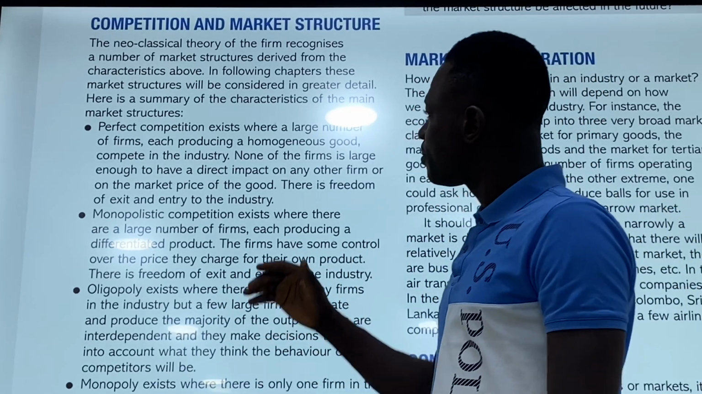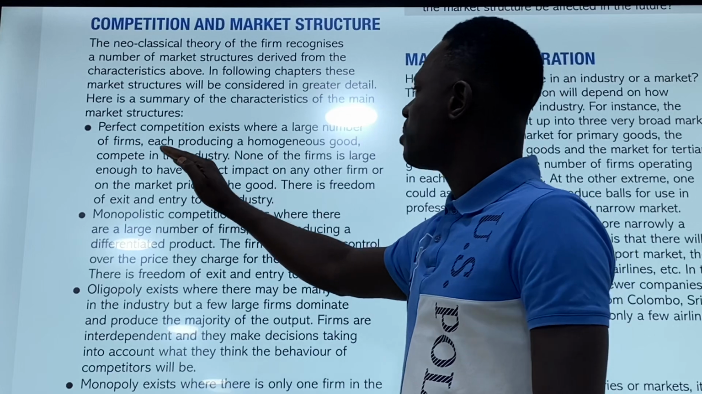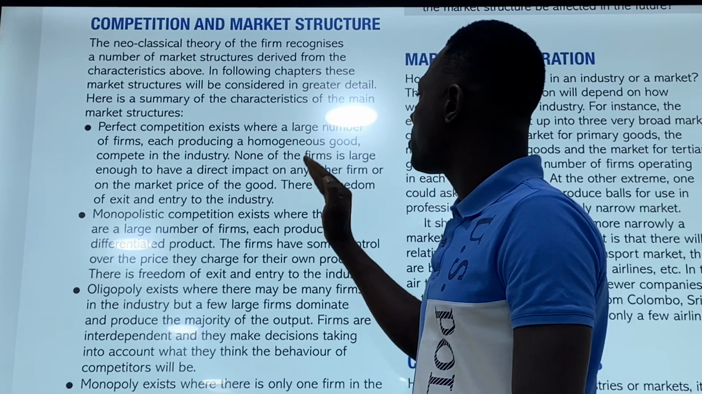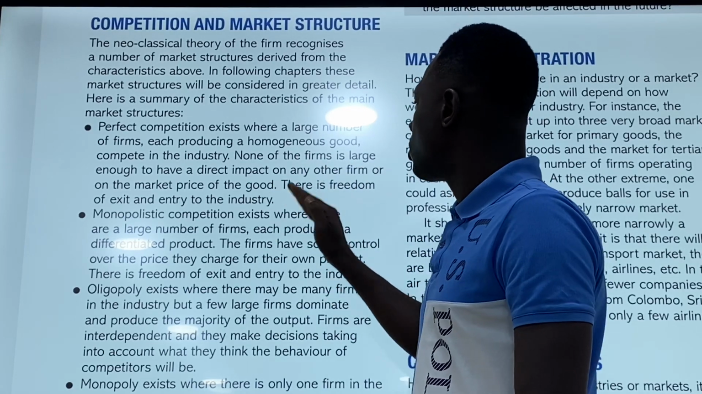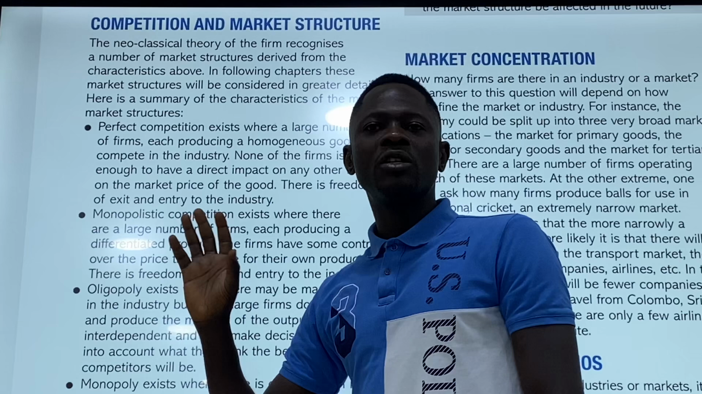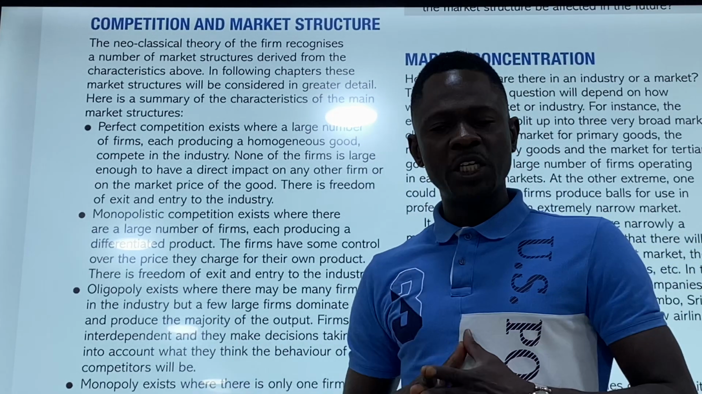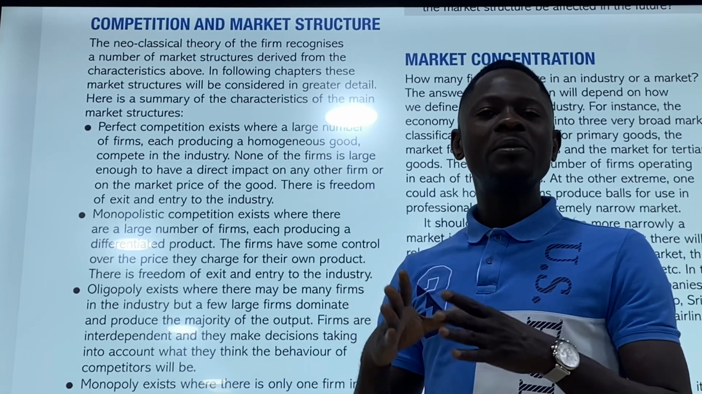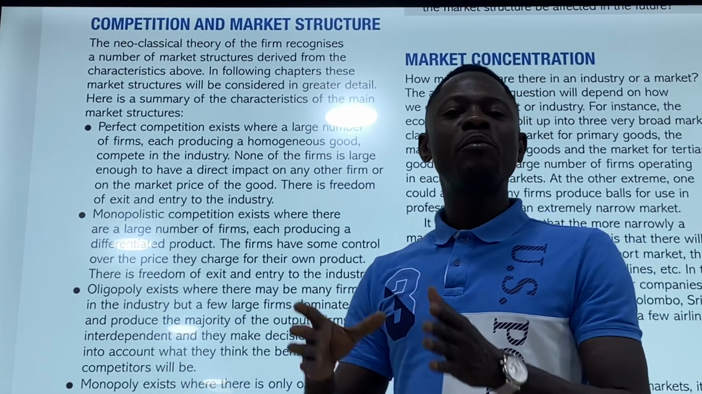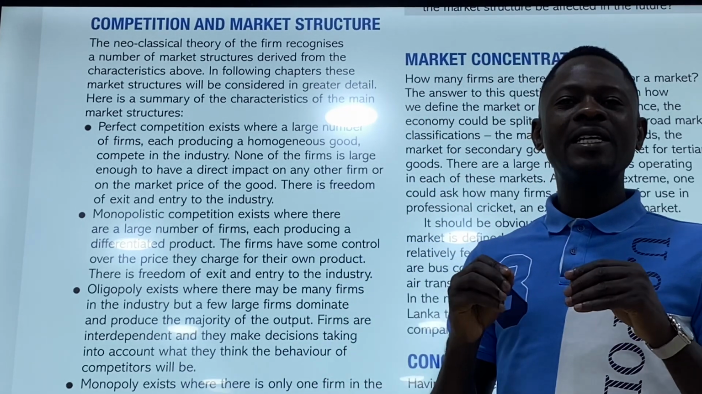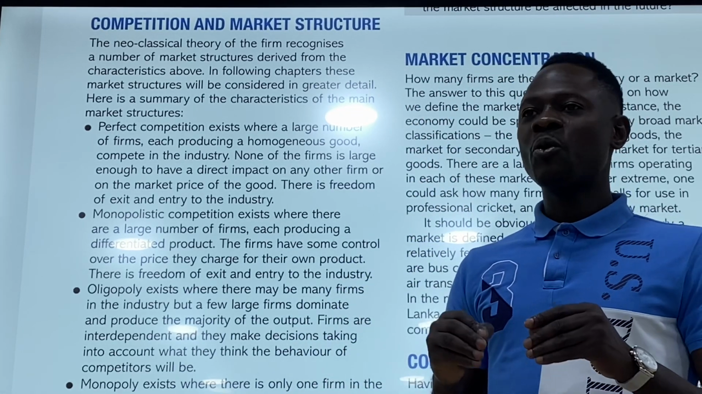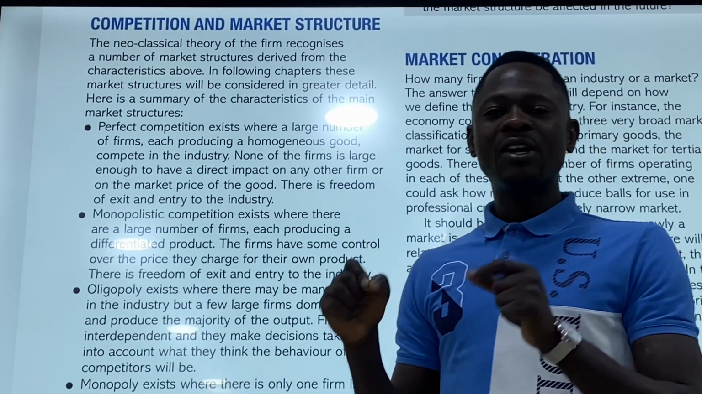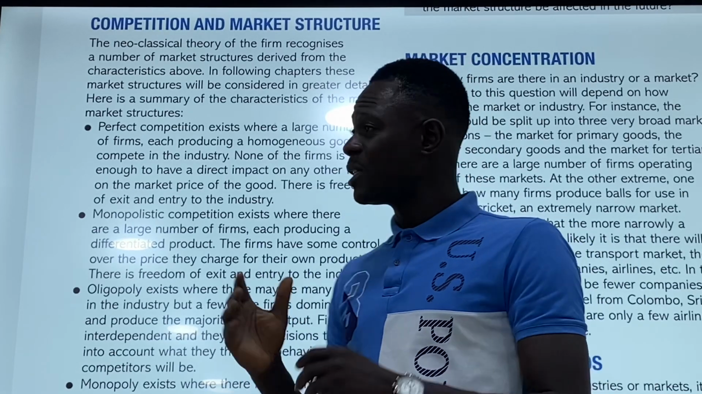So I'm going to read further. Perfect competition exists where a large number of firms, each producing a homogeneous good, compete in the industry. None of the firms is large enough to have a direct impact on any other firm or on the market price of the good. There is freedom of exit and entry to the industry. So we call it a perfect competition because in this market, all firms produce almost the same product, and none of them can easily impact what would happen to each firm. That means the action of one firm might not impact other firms. That is what they are saying here.